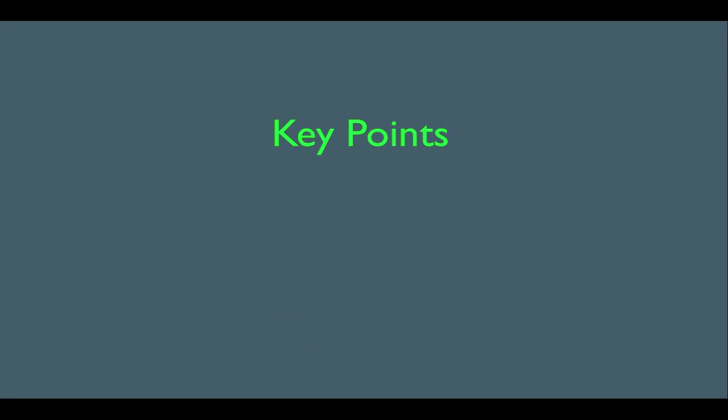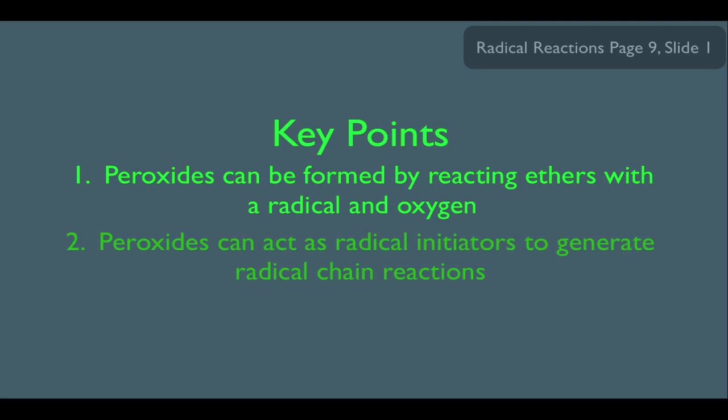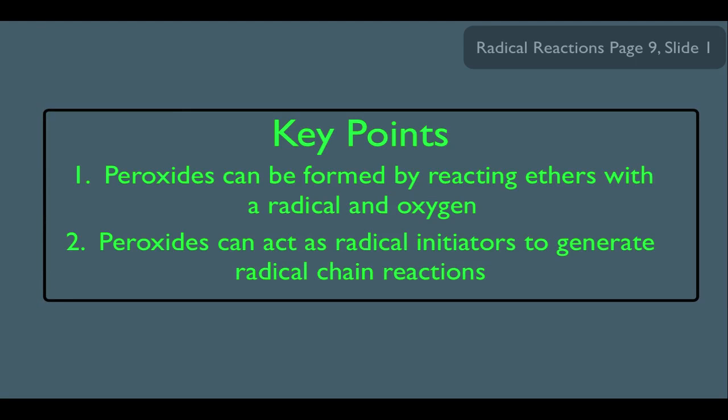So this is all that we're trying to learn here. Key points. Key point number one: the way we form peroxides is simply by reacting ethers with a radical and oxygen, not just oxygen by itself, but O2. And key point number two here, peroxides can act as radical initiators to generate radical chain reactions. We'll learn these in other online lectures.